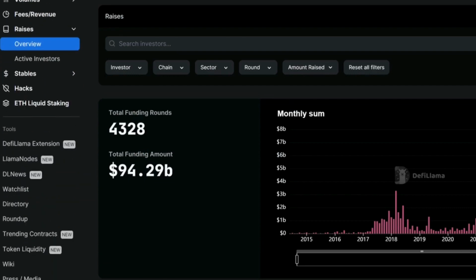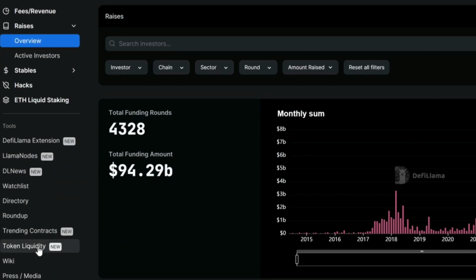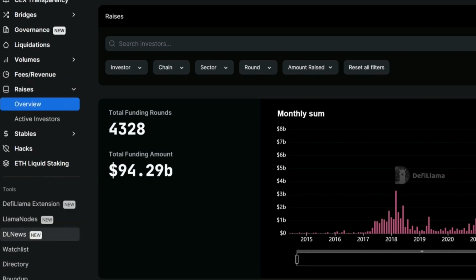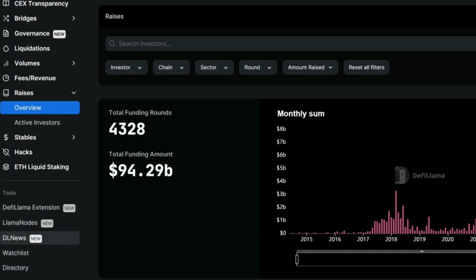So in Defillama, you could learn about token liquidity, you could learn about trending contracts, you could learn about the Defillama extension. You could install it on your laptop so you utilize it to get information and notifications on some changes that are happening in the DeFi world, right? So, the Defillama news: pay attention to the news that is happening in DeFi.